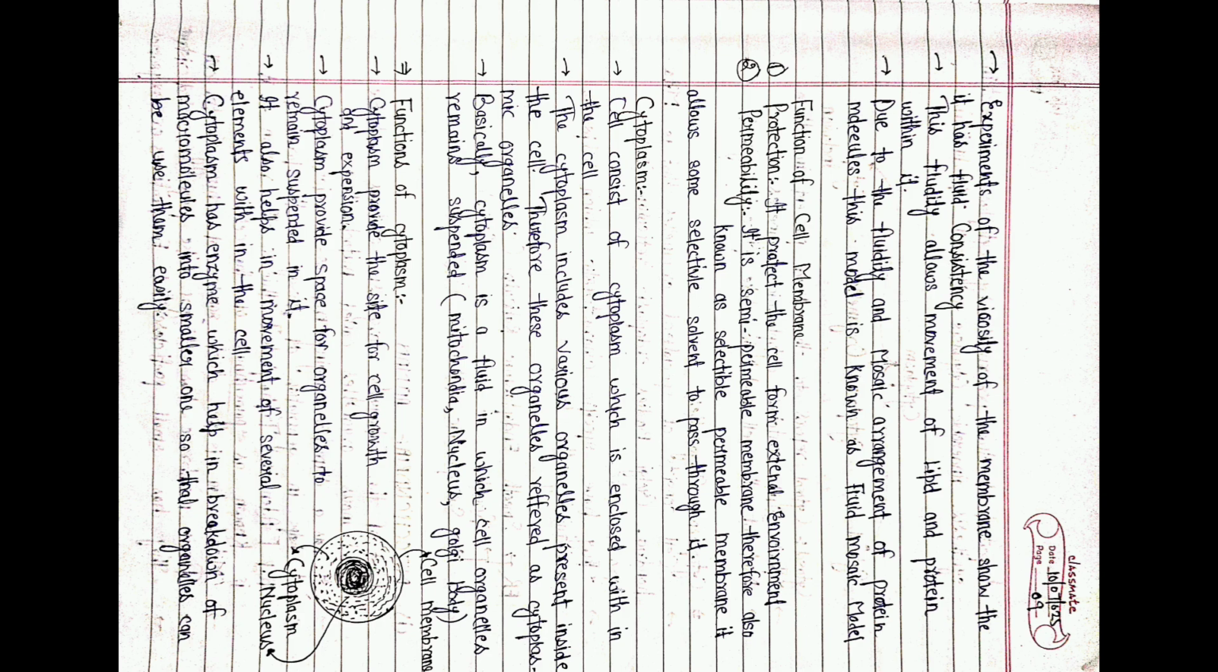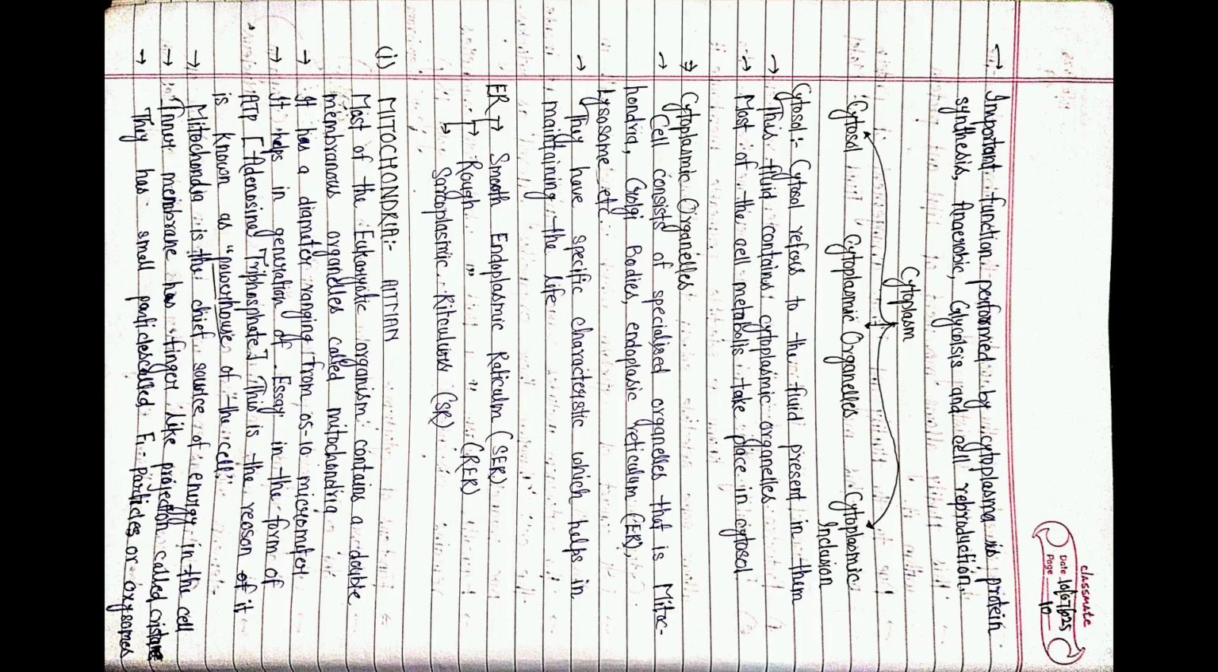Cytoplasm. Cell consists of cytoplasm which is enclosed within the cell. The cytoplasm includes various organelles present inside the cell. Therefore, these organelles are referred to as cytoplasmic organelles. Basically, cytoplasm is a fluid in which cell organelles remain suspended, such as mitochondria, nucleus, Golgi body. Functions of cytoplasm. Important functions performed by cytoplasm are protein synthesis, anaerobic glycolysis, and cell reproduction.